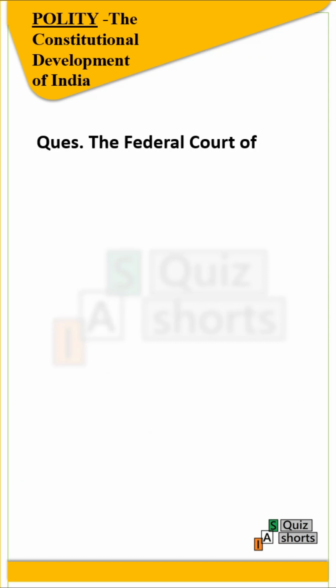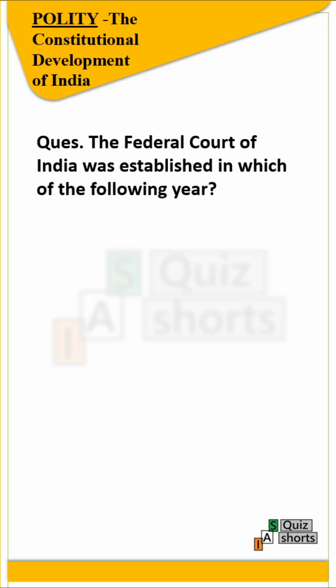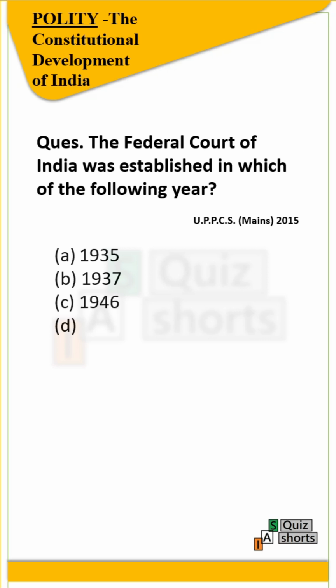Question. The Federal Court of India was established in which of the following years? A. 1935, B. 1937, C. 1946, D. 1947. Answer is B. 1937.